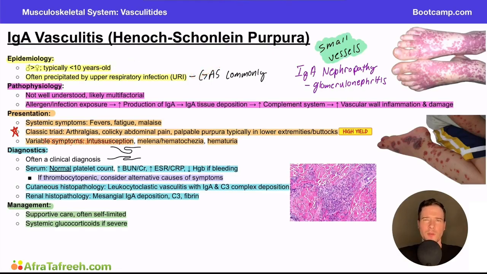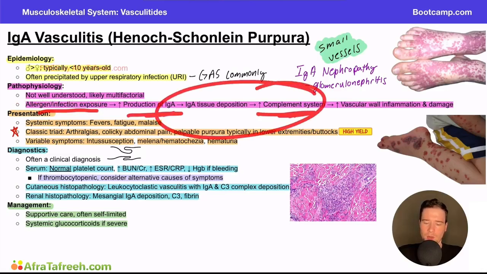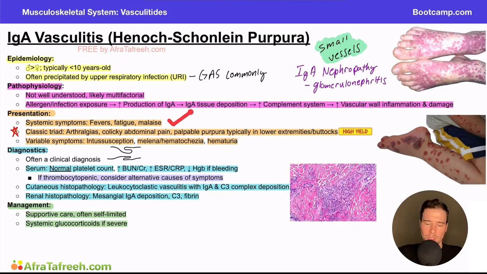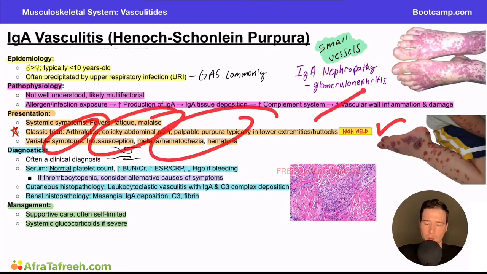This can be about 1 to 3 weeks afterwards, but again, there's a little wiggle room with that timeline. Pathophysiology here, not well understood overall, but the idea is that we think there's an allergen or infection exposure that increases production of IgA, ultimately activates complement system, and both of these things will then deposit in the tissue, which can cause vascular damage. Symptoms can be nonspecific, including fevers, fatigue, malaise, but the classic high-yield triad is the arthralgias, colicky abdominal pain, and the palpable purpura, which you can see right here on our images.